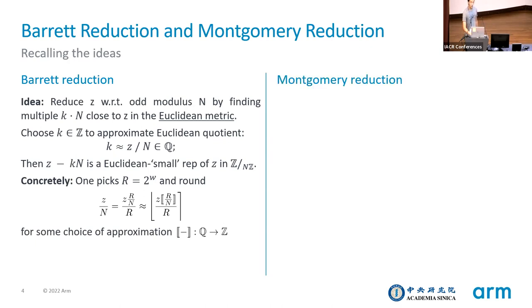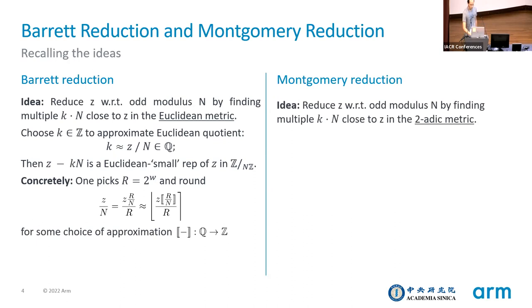Now we can introduce Montgomery reduction in very similar terms. We can say that we aim to reduce a number Z by finding a multiple of the modulus which is close to Z, not in the Euclidean metric, but in the two-adic metric. And what this concretely means is that a number is two-adically small if it's divisible by a high power of two. So for example, 2, 4, 8, 16, that would be a sequence converging to zero. And a number is large if it has a large 2 power in the denominator. So 1/2 or 1/4 and so on, that would go to infinity. It's the exact opposite of what you have in the Euclidean metric.